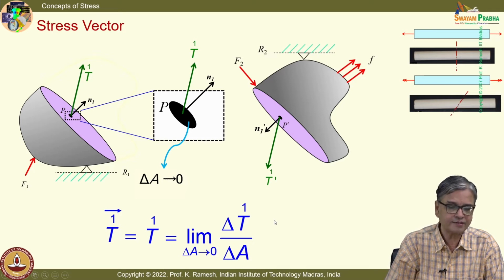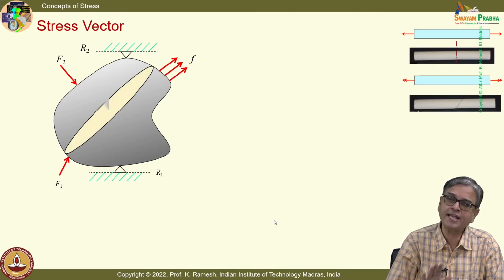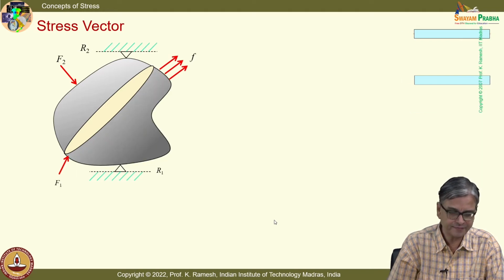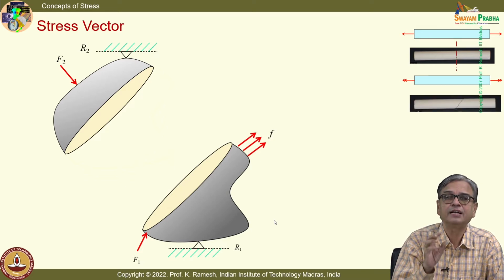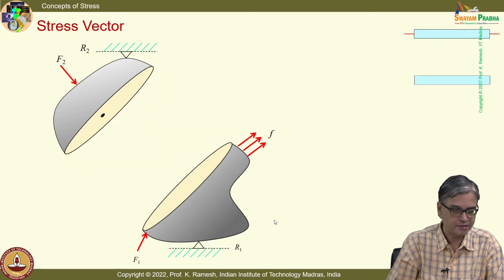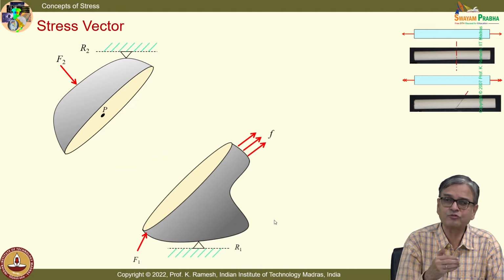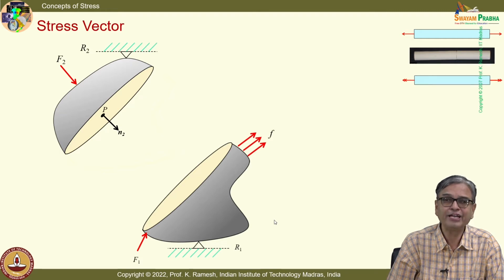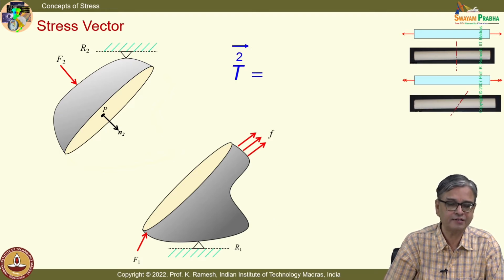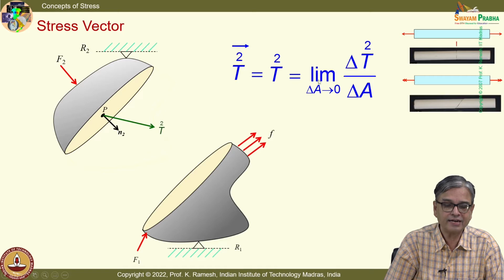Now, what I do is, I go to another plane passing through the same point, which is totally different. Here again, I can confine my attention to the point of interest, take a small area and shrink that area to 0. For us to illustrate, let us call this plane 2. So, I can define the quantity T2, fine. T2 is a vector. We simply write T2 like this for our convenience. We understand that in the limit delta A tends to 0, delta T2 divided by delta A.